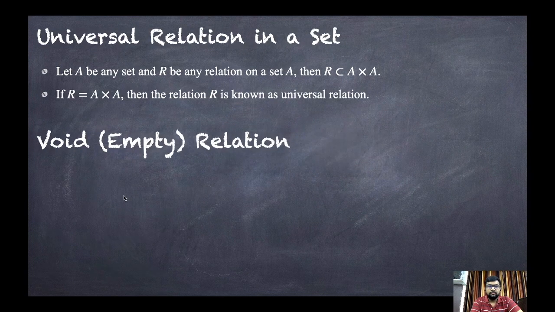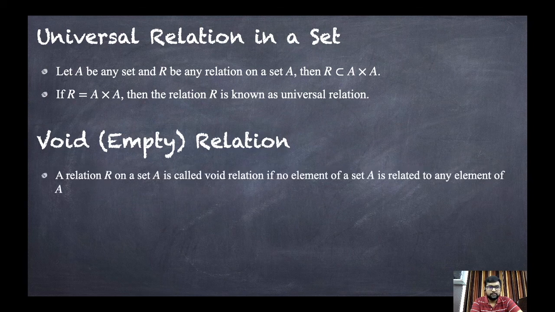Next, void or empty relation. A relation R on a set A is called a void relation if no element of the set is related to any element of A. That means R equals the empty set. So void means empty. So if no element of A is related to any element of A, so there is no relation in between, it will be the empty set.